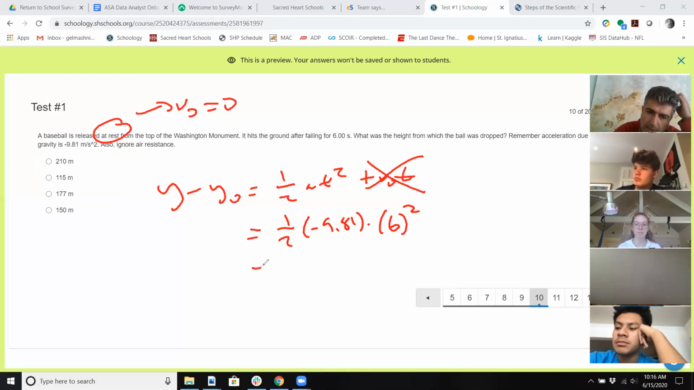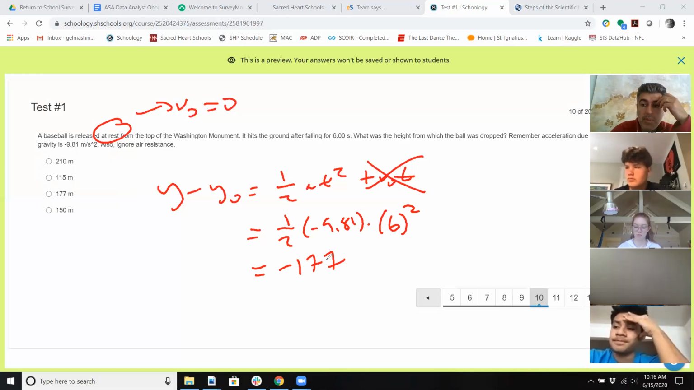Now some people, I remember, had asked me during the test that they were a little confused. Remember what the question was asking? Well, actually, I should have been more clear. I should have asked what was the initial position. Your final position is 0 because you're on the ground.